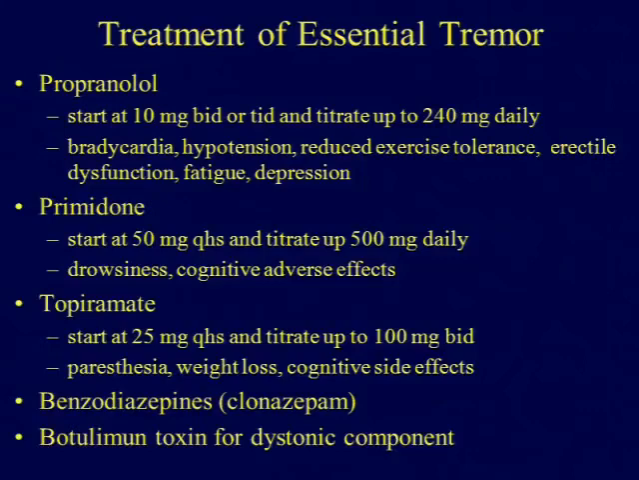So I'm going to say a few words about treatment. I'm not going to dwell on treatment too much. Propranolol, primidone, and topiramate are the drugs we use for treatment of tremor, essential tremor. Benzodiazepines we also use, and we do use botulinum toxin, Botox, Dysport, Xeomin are the 3 that we now use for the dystonic component of the tremor, if there is a dystonic component to it.